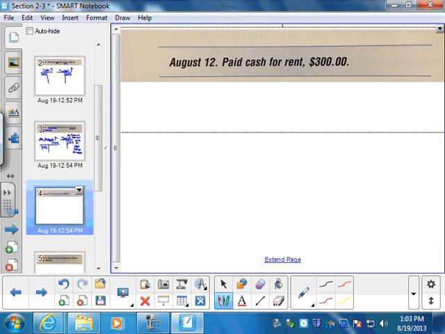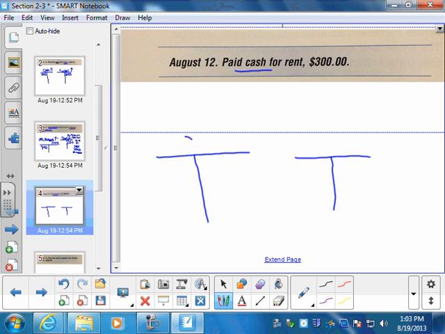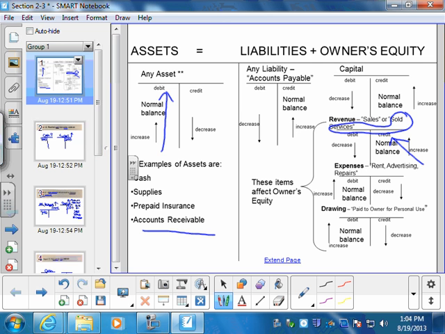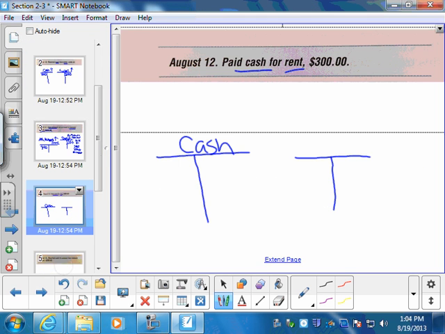What two accounts are we dealing with here? Well, we know we're dealing with cash because we see it in the title. So we've got cash and rent. What is rent? Rent is an expense. As I put in the chart up here, examples of expenses are rent, advertising, and repairs. So we've got this thing called rent expense. I think we've turned the page too, by the way.